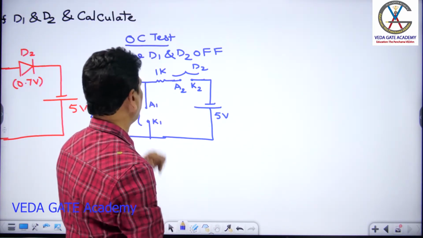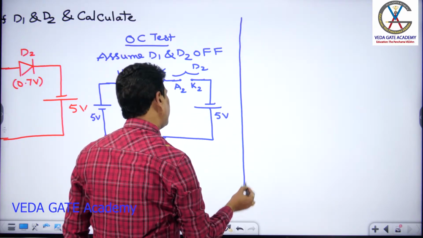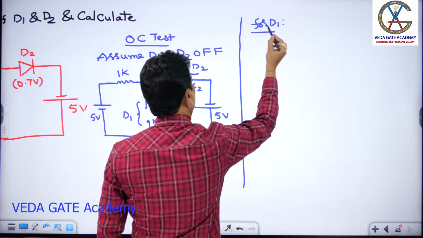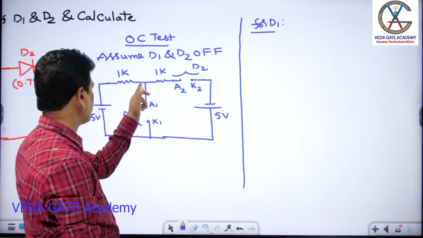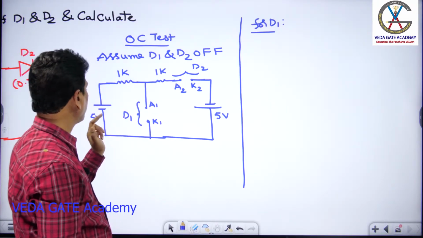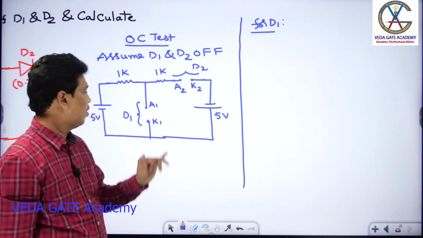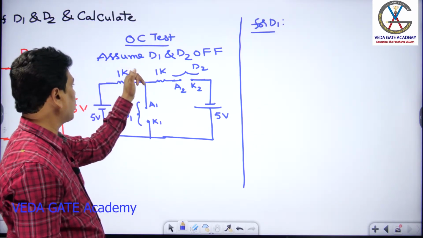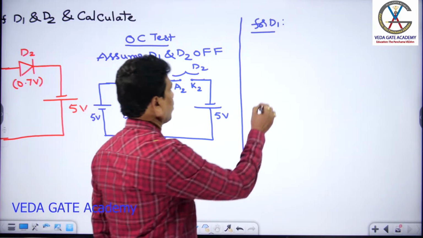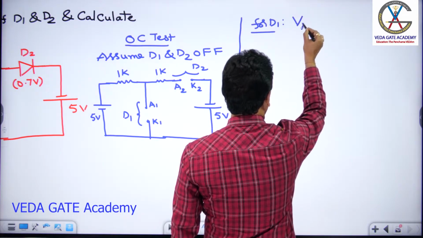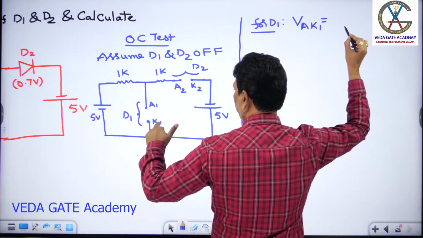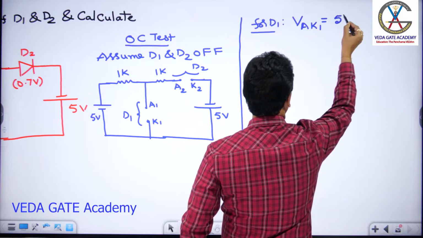Okay, see this one now. For D1, the anode potential, because it is open, has no IR drop here, so that IR drop becomes 0. So the anode potential is 5 volt and the cathode potential is 0. Because 1K has no drop, the anode potential is 5 volt, cathode potential 0, so for diode D1 the anode to cathode potential is 5 volt. VAK1 means VA1 minus VK1; VA1 is 5 volt, VK1 is 0, that becomes 5 volt.